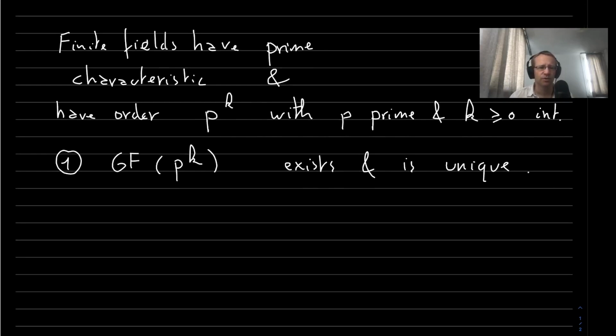The second property is that we can characterize its elements as the roots of the polynomial x to the power p to the power k minus x. So all the elements of the finite field appear in this decomposition.